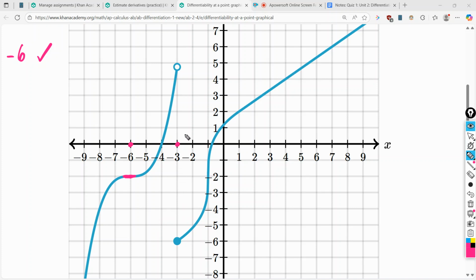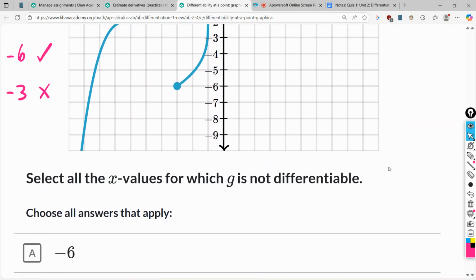Now at -3, you can see it is not continuous, okay? There's a massive jump discontinuity. We cannot find the slope when the graph is discontinuous. So -3 is one that we cannot find the slope of. All right, let's keep going. I put a check on the one where you can find the slope. I put an X on the one where you can't. We're selecting the ones where you can't.